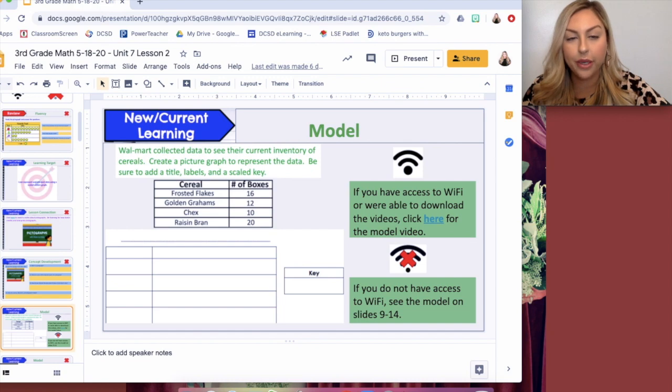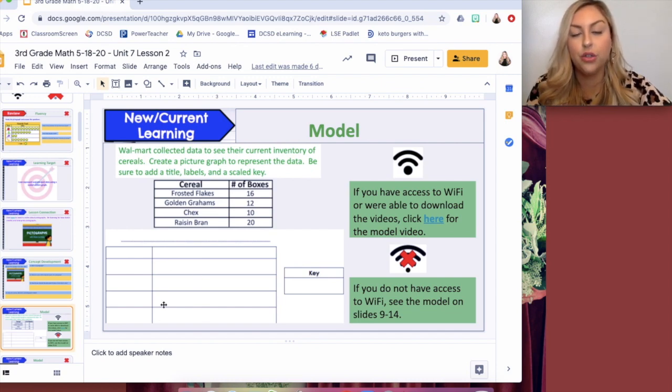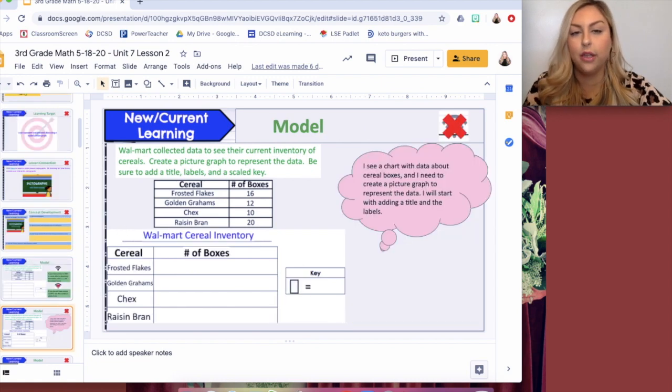All right, so looking at the pictograph or the inventory, it says there are 4 types of cereals: Frosted Flakes, Golden Grahams, Chex, and Raisin Bran. And then it says there are 16 Frosted Flakes boxes, 12 Golden Grahams boxes, 10 Chex boxes, and 20 Raisin Bran boxes. So if you were going to fill in this chart, how do we do that? Let's keep moving and see.